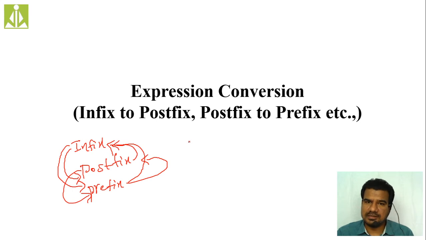Because how many possible conversions are we going to have? That is NC2, isn't it? In every pair we are having 2, so NC2 is 6 pairs, or 3 factorial, which is 3 multiplied by 2 multiplied by 1. So that is 6. 6 possible conversion processes we will get. Among the 6, we will discuss only 2.